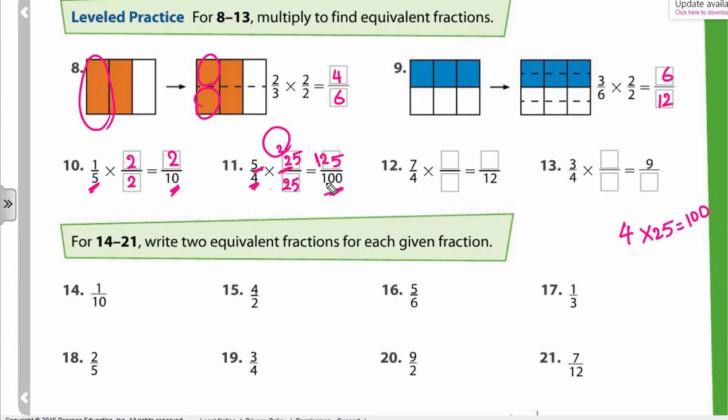Abdulaziz Maher. Muhammad Zaki. Go ahead, Muhammad. Okay, go ahead. 4 times what number gives 12? What should I write here? 4 times what number gives 12? Answer me. 3. Yes, so I should write here 3.